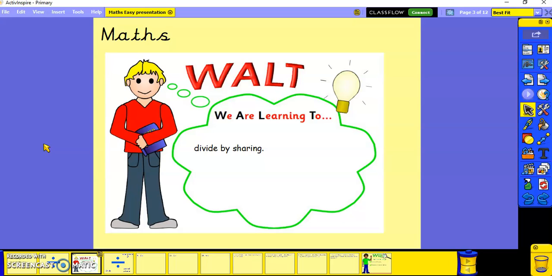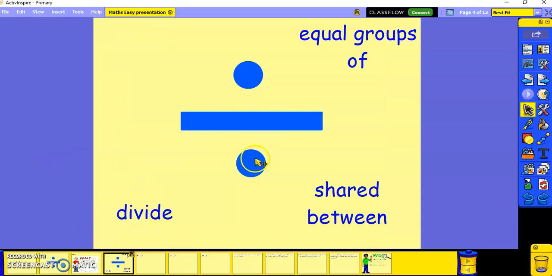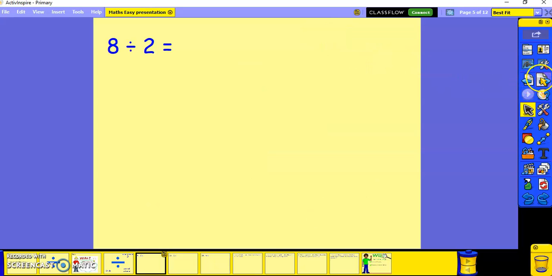So remember, when we are sharing, it's really important that it's fair and that it's equal. Imagining that they're sweets and you want everybody to have the same amount so that there's no arguments. So remember, the division sign means divide, shared between, equal groups of, and it's this equal part that's really important.